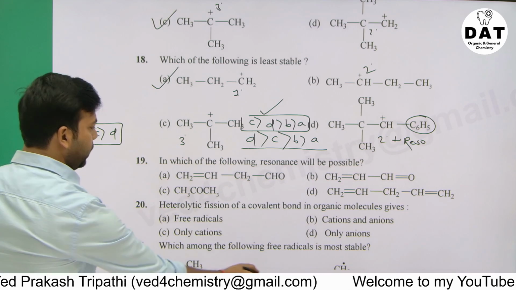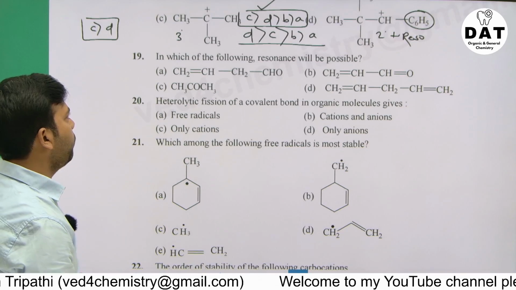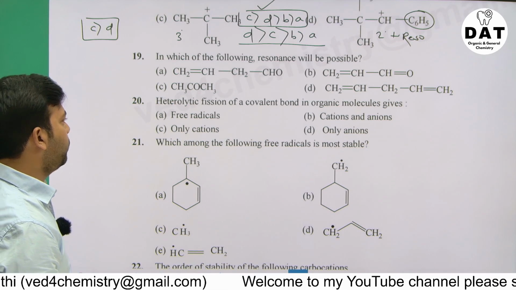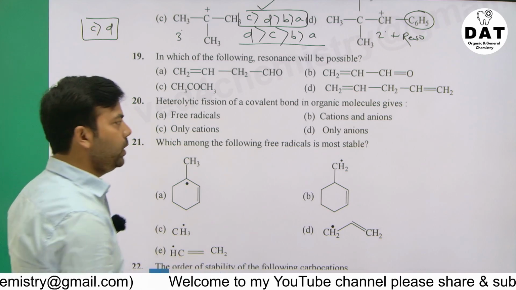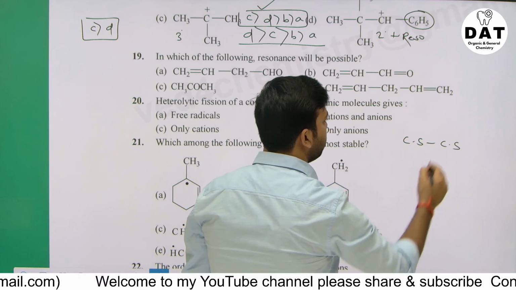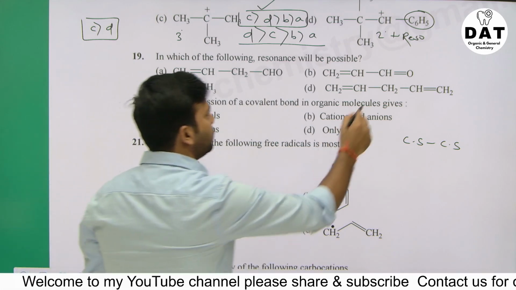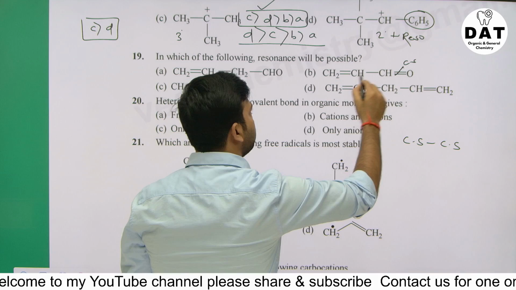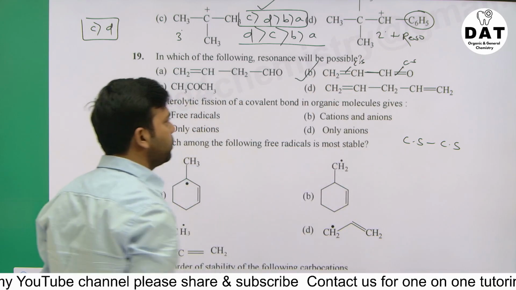Now question 19. Which of the following resonance will be possible? So you can again do the same thing. Resonance is what? Alternate, means between two conjugate species there should be a single bond. As you can see, this is a conjugate species, this is a conjugate species, and here we have a single bond, so B is the right choice.